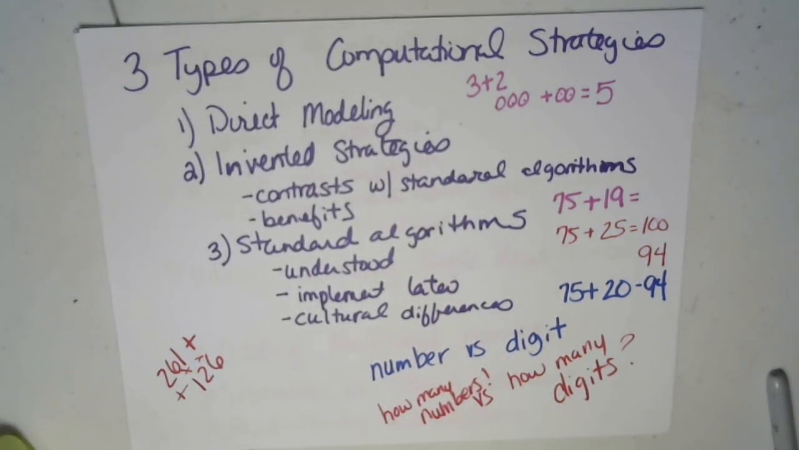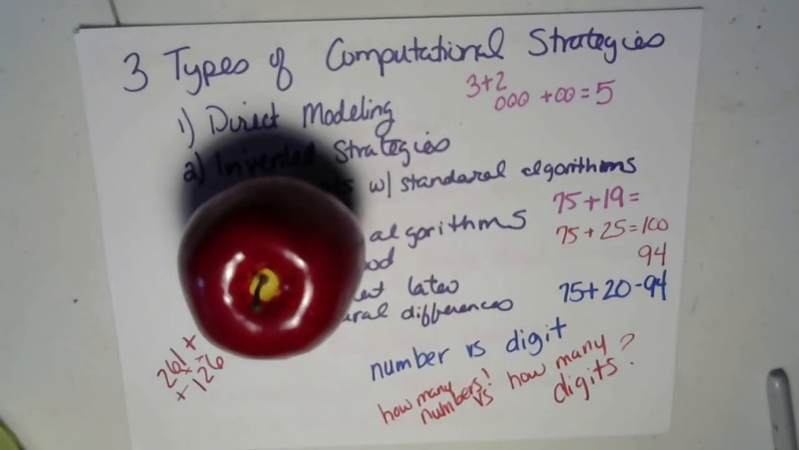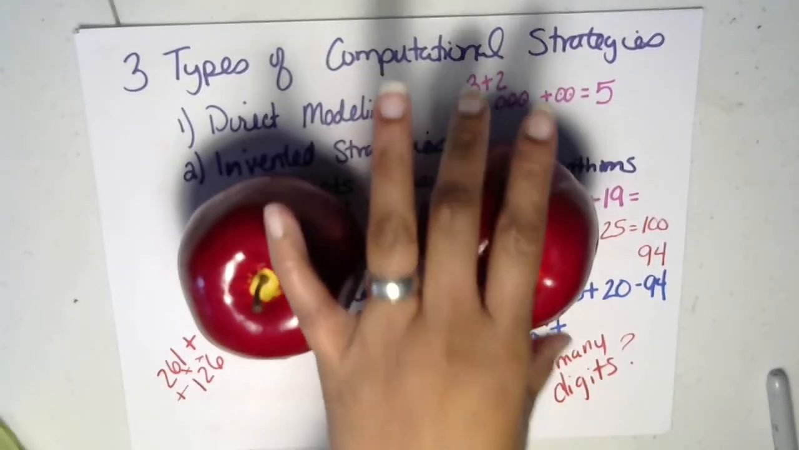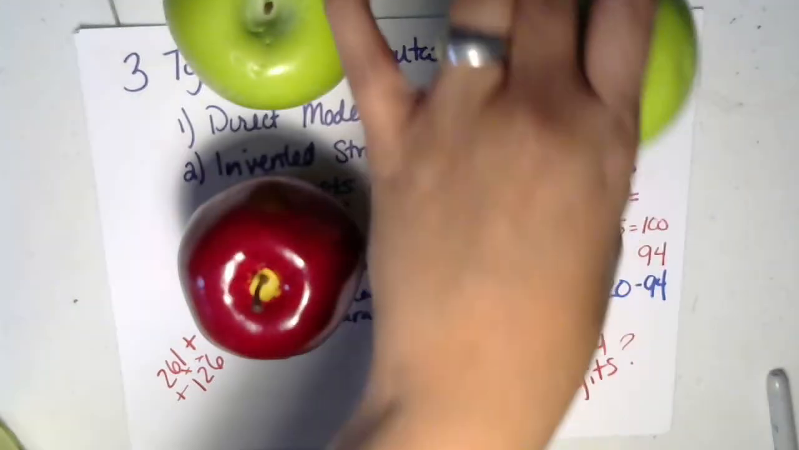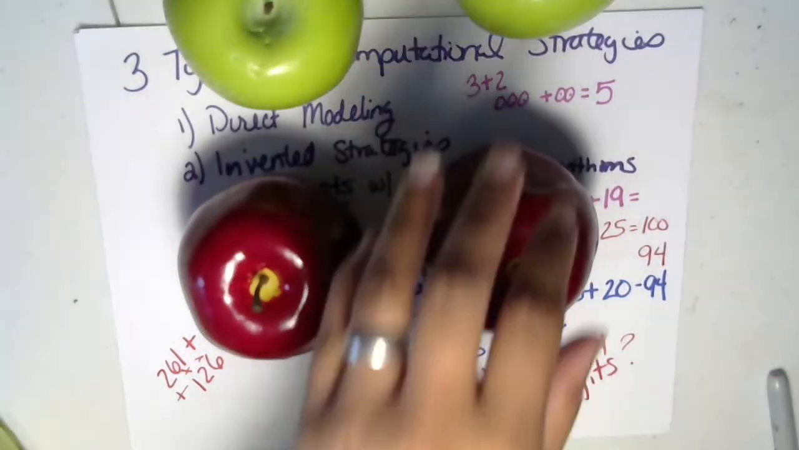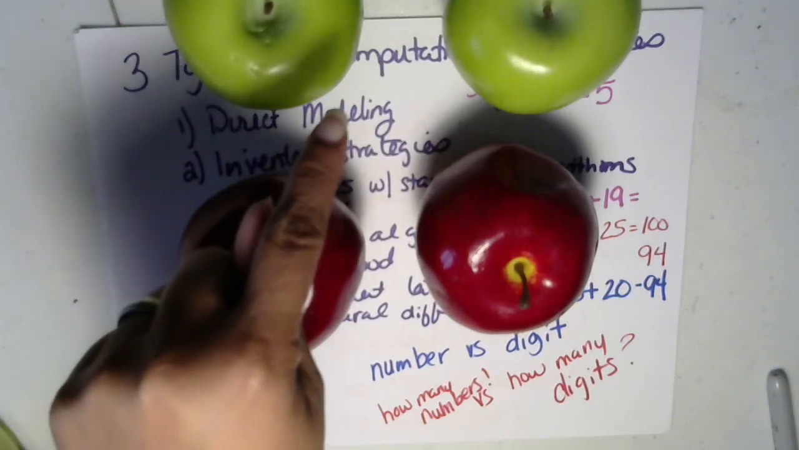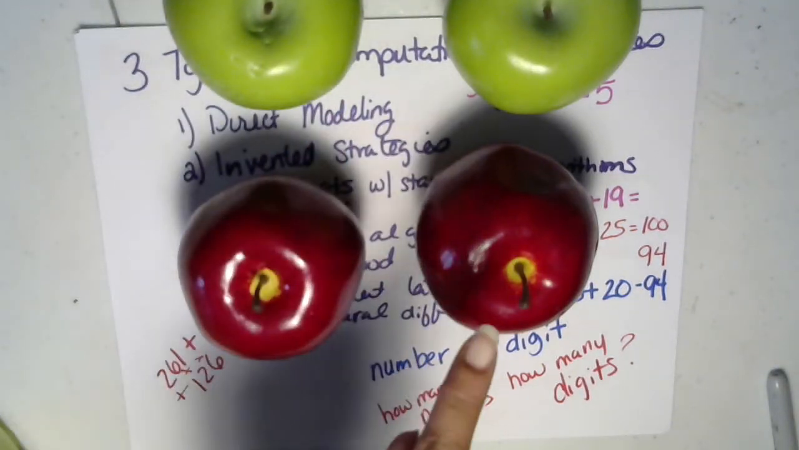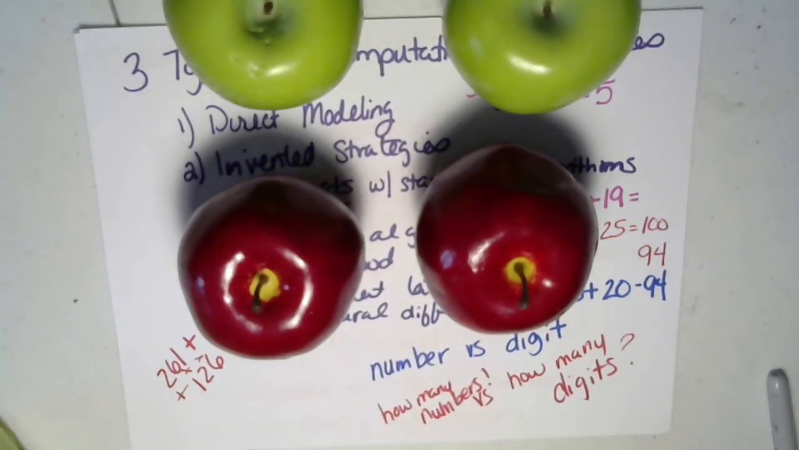And here's the problem. Teacher Shonda has 2 green apples. Teacher Sarah has 4 green apples. How many apples do they have altogether? How many apples are there?